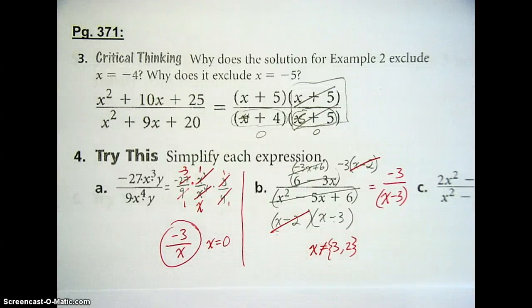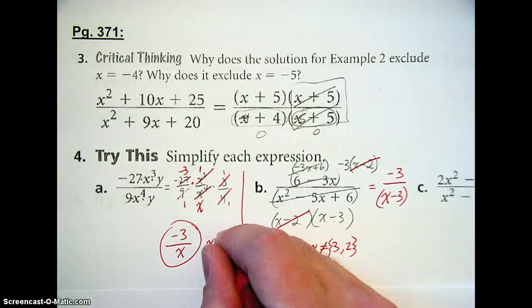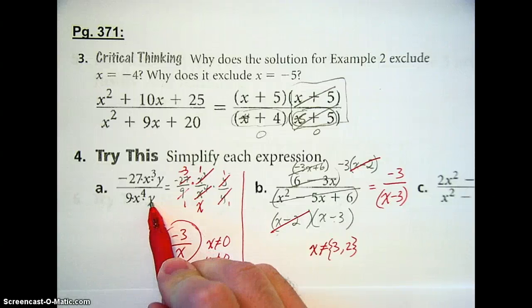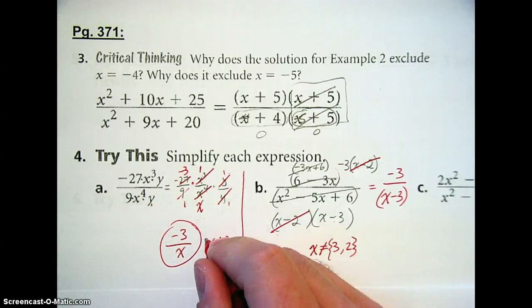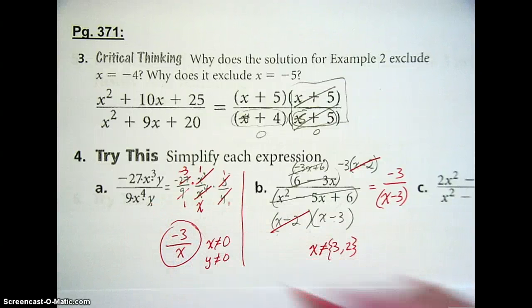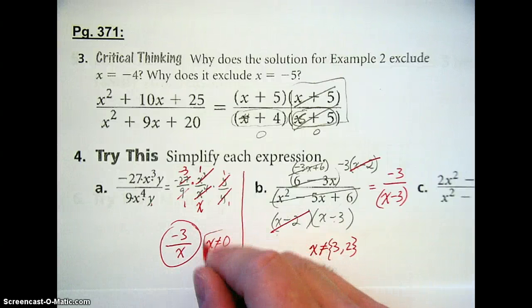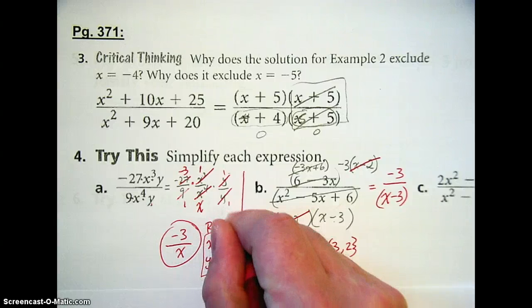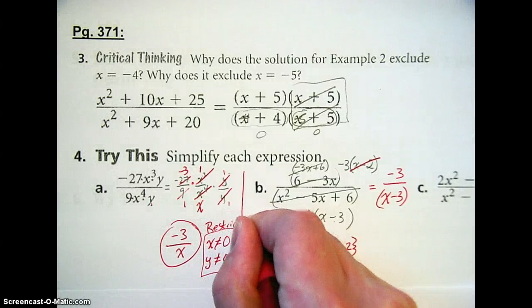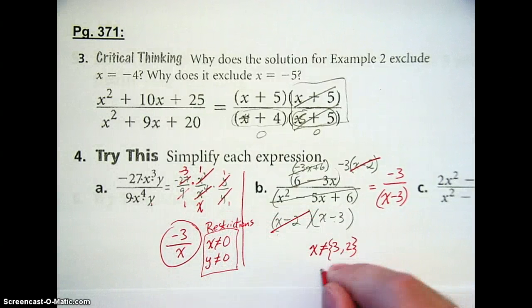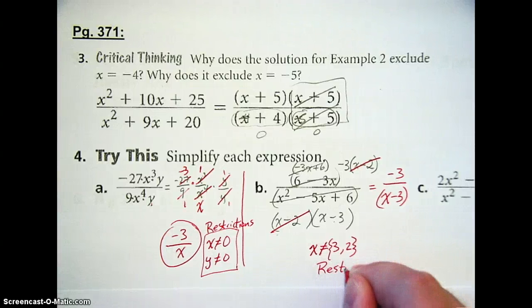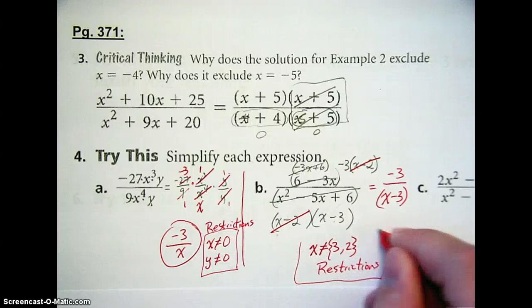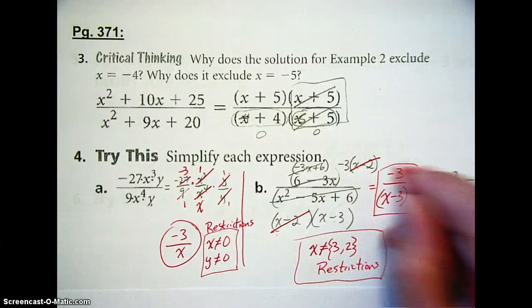Do we have any other restrictions? Yeah, y can also not equal 0, because if y is 0, we get a 0 down here. All right, so list those restrictions. Make sure you note that in your notes there.